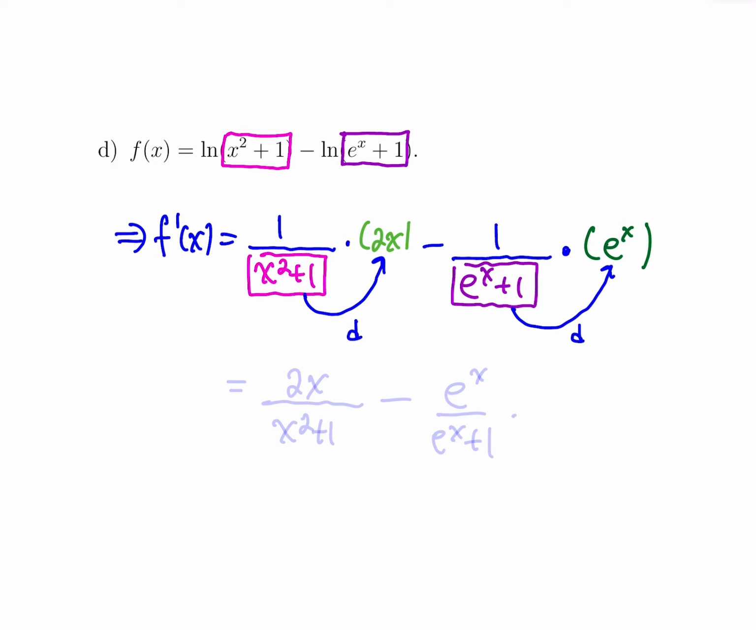If we clean this up a little bit, you're going to get 2x multiplying 1, so you get 2x at the numerator, over x squared plus 1, minus e^x multiplying by 1, which will be e^x, over e^x plus 1. Maybe you've seen the chain rule for ln of u as u prime over u. That's exactly the same. So you can use that for sure.